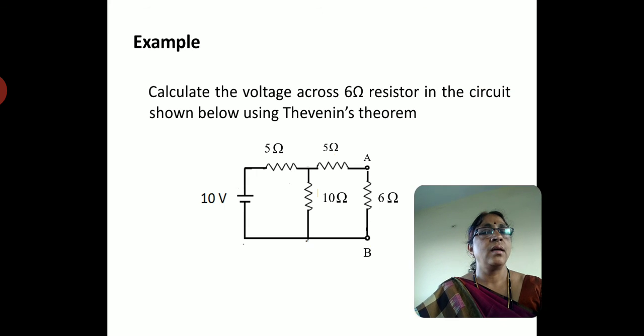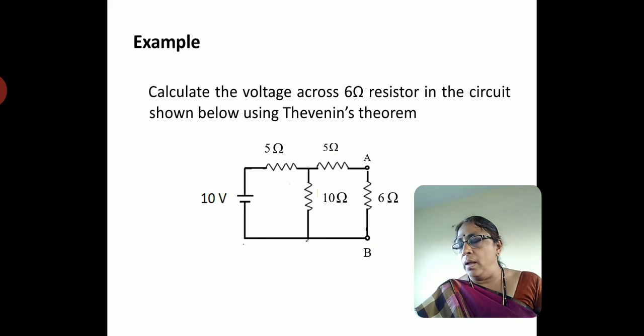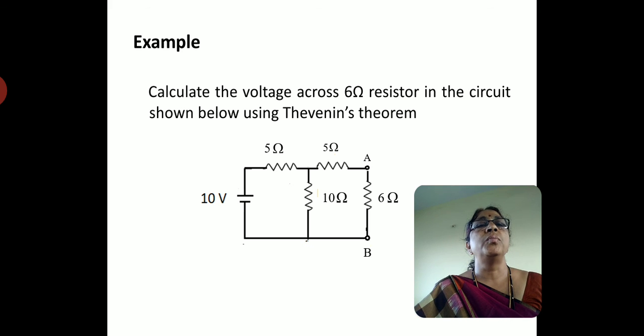So, the question is to calculate the voltage across the 6 ohm resistor in the circuit shown below using Thevenin's theorem. So as IL is equal to ETH divided by RTH plus RL, we can easily calculate it by calculating the values of ETH and RTH. We'll discuss this in session 32.